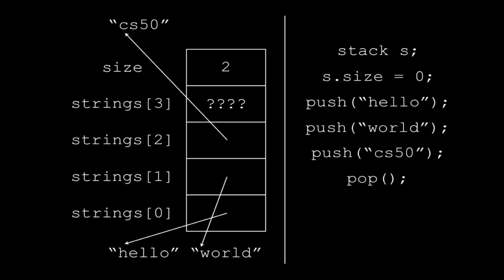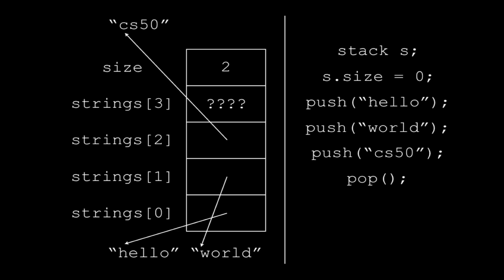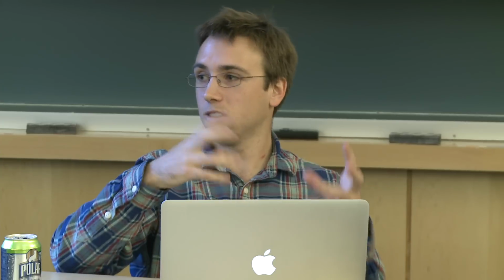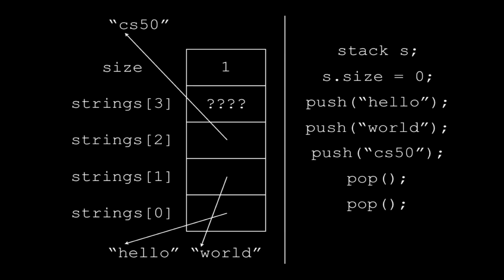So when we pop something off of the stack, what happened? Anybody see the difference? It's pretty subtle. Size. Yeah, the size changed. What else would you have expected to change? Strings 2. Right, strings 2. So it turns out that when you're doing it this way, because we're not copying the elements into our stack, we actually don't have to do anything. We can just use the size to keep track of the number of things in our array, so that when we pop again, we just decrement our size down to 1. There's no need to actually go in and overwrite anything.